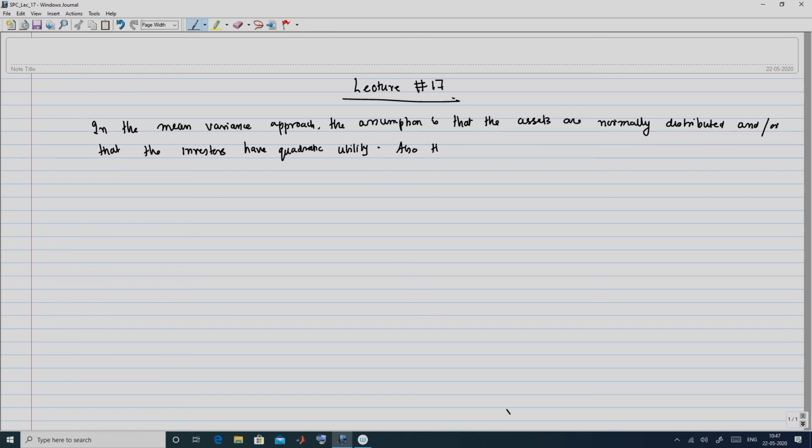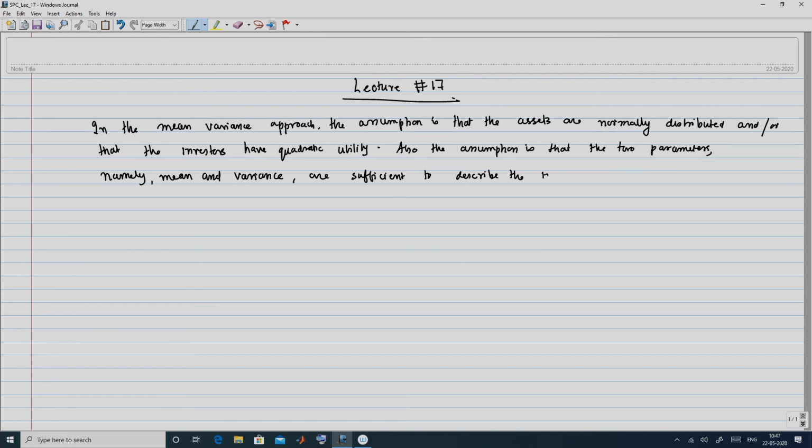Also, the assumption is that the two parameters, namely mean and variance, remember this is the mean variance framework, these are by themselves sufficient to describe the investment environment.